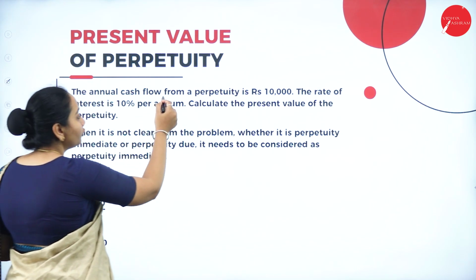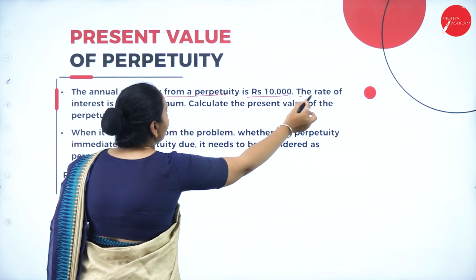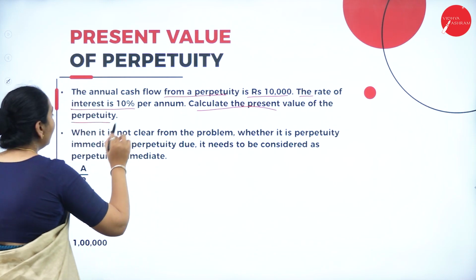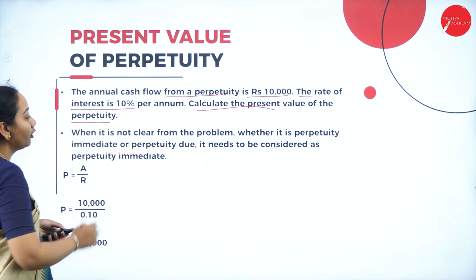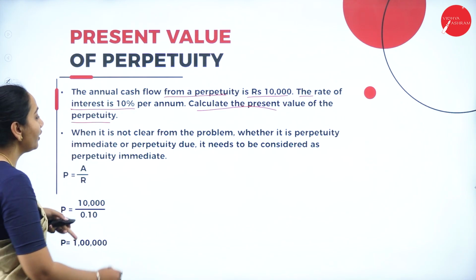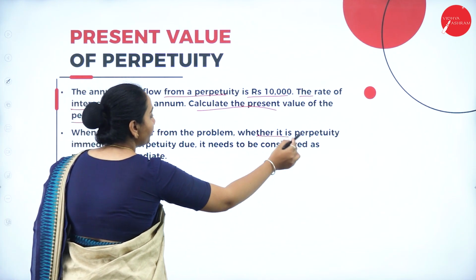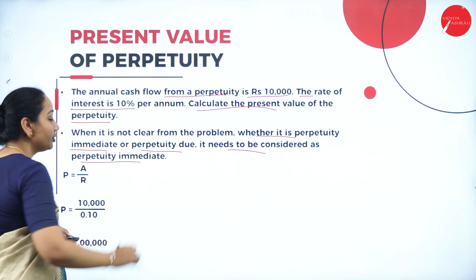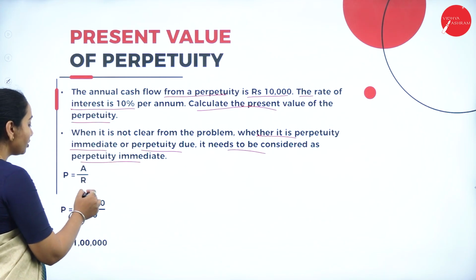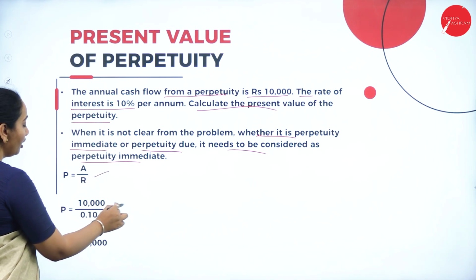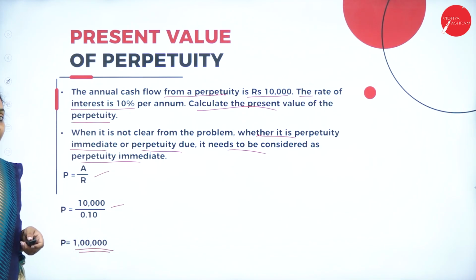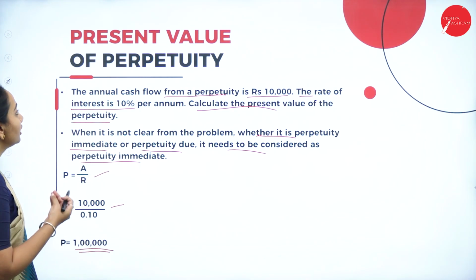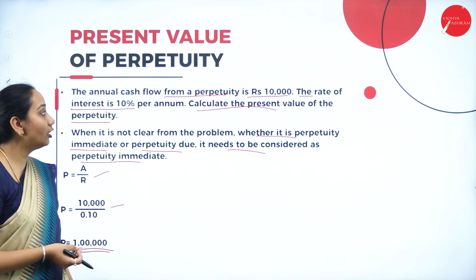So the annual cash flow for a perpetuity is rupees 10,000. The rate of interest is 10% per annum. Calculate the present value of the perpetuity. Here if you can see there is a small note: when it is not clear from the problem whether it is perpetuity immediate or perpetuity due, it needs to be considered as perpetuity immediate. Okay, so P is equal to A divided by R. So 10,000 divided by 0.10. So we'll get rupees 1 lakh. This is a small problem, you might get it for 2 marks. Okay, so this is the calculation part of present value of perpetuity.